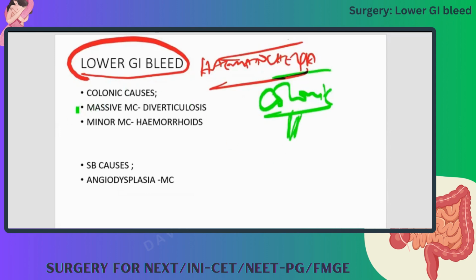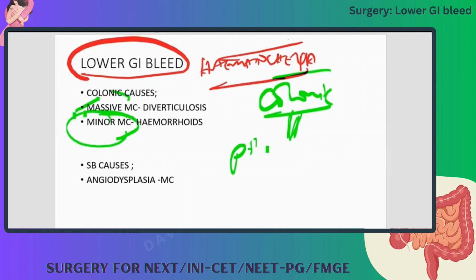If massive, just tell me, in colloquial language, what is the cause of lower GI bleed? Hemorrhoids. Yes, piles. We call it piles, right? So piles or hemorrhoids will cause lower GI bleed, but it is very minor. Minor, and the most common.